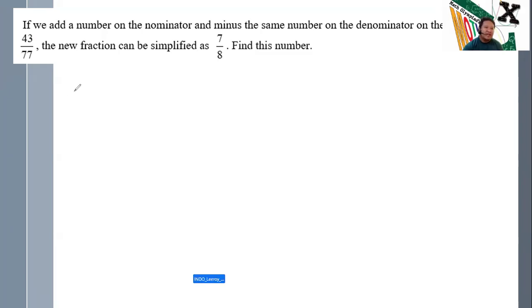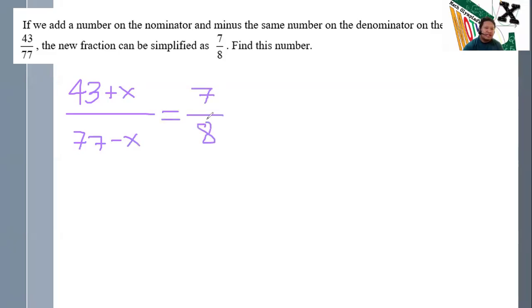And we'll be going a little bit faster for this. So 43, we add a number in the numerator, so 43 plus x, and we subtract the same number in the denominator, so 77 minus x. Again, Mr. Leroy, if you don't ask, please don't annotate here. So that equals 7/8. For this one, we can do cross multiplication.